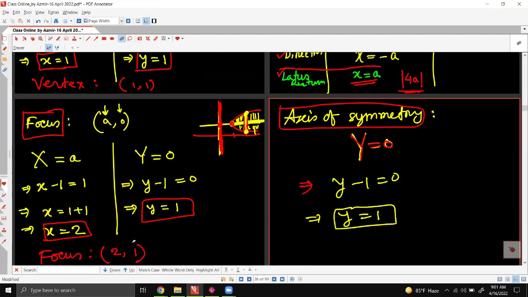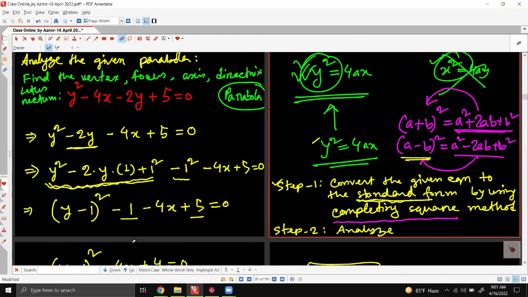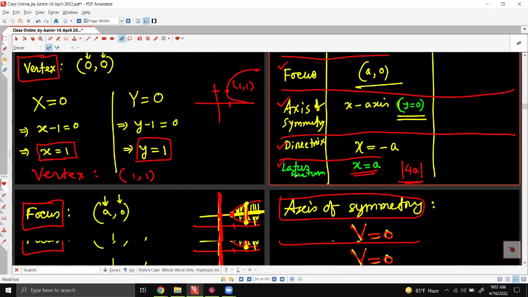So finally, we have learned how to analyze any given equation that is in the general equation of second degree form. So if we have this type of equations, then our first target should be to convert to the standard form, either y squared equals 4ax or x squared equals 4ay by using the completing square method. And then we can apply the formulas. So this is about parabola. Similarly, we can think about ellipse and hyperbola. So let us move to ellipse.